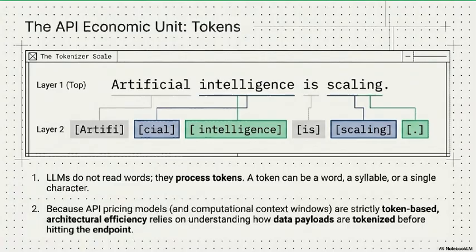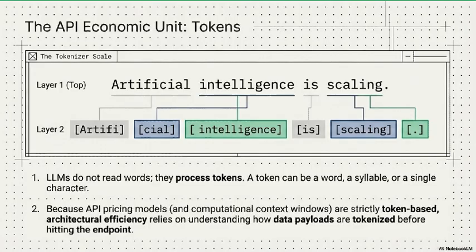Break it down for us. It goes like this. Token 1 is "artif". Token 2 is "icial". Token 3 is " intelligence" with a leading space. Token 4 is " is". Token 5 is " scaling". And token 6 is the period. Right. So intelligence, is, and scaling remain whole words. But artificial gets violently chopped in half into "artif" and "icial". Why? Why does it slice the sausage like that?